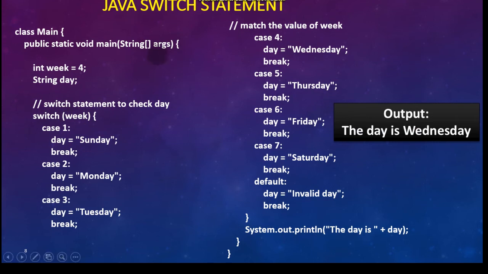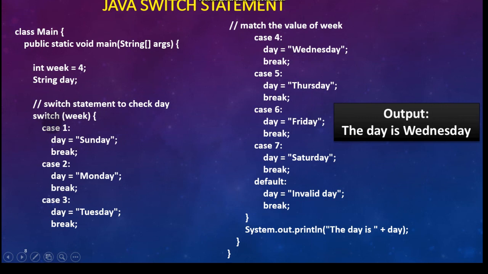In this, we are going to check the weeks. Int week is equal to 4. Here 4 is a value, week is a variable, and int is a primitive data type. Then String day, because we are going to find out the number of days. We use the switch statement to check the days. The first one is switch week.